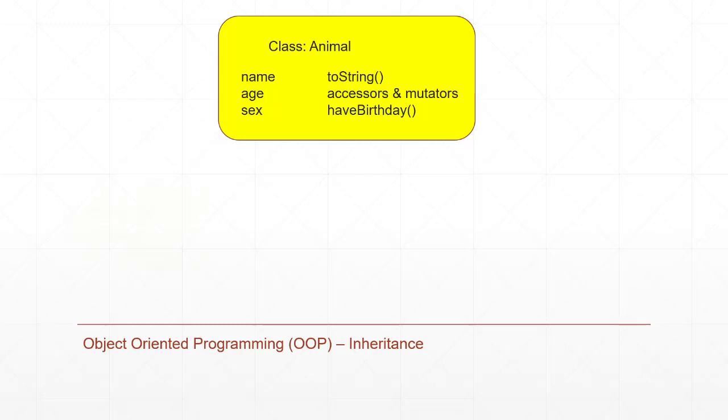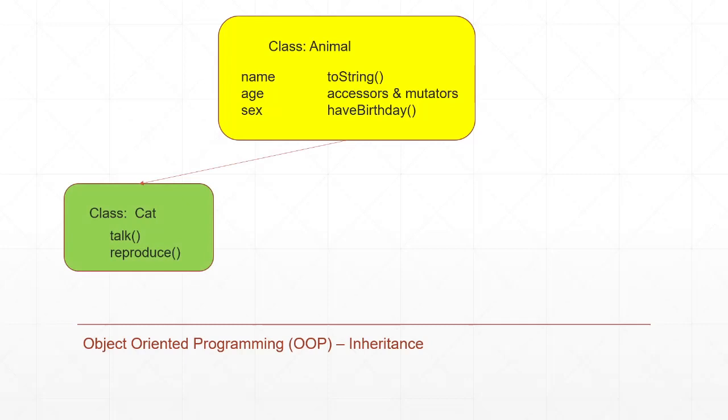Now what we're going to do is create the class cat and only include the unique stuff, talk and reproduce. We're not going to include name, age, sex, or any of the methods that you see in animal. Cat is going to inherit or extend. Extend is the actual terminology that we use in Java. Cat is going to inherit or extend from the class animal. When that happens, the class cat gets all the stuff that's in cat, but also gets all the stuff that's in the animal class for free.